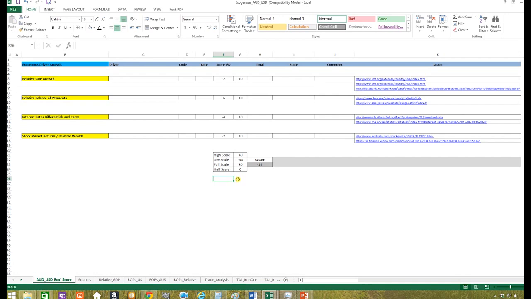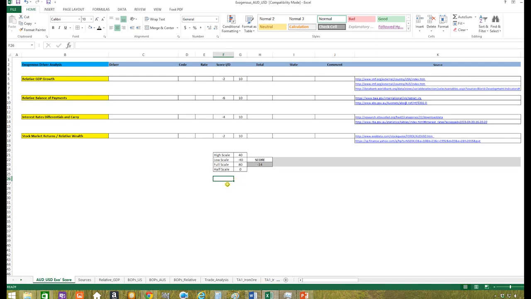Okay, so welcome back to the computer screen. What we're going to do now is look at how the exogenous analysis looks in its entirety for the Aussie dollar US dollar exchange rate. And we're also going to put our exogenous and endogenous analysis together and link all of this up to end up with a fundamental predisposition on the US dollar, Aussie dollar, and the Aussie dollar US dollar exchange rate.